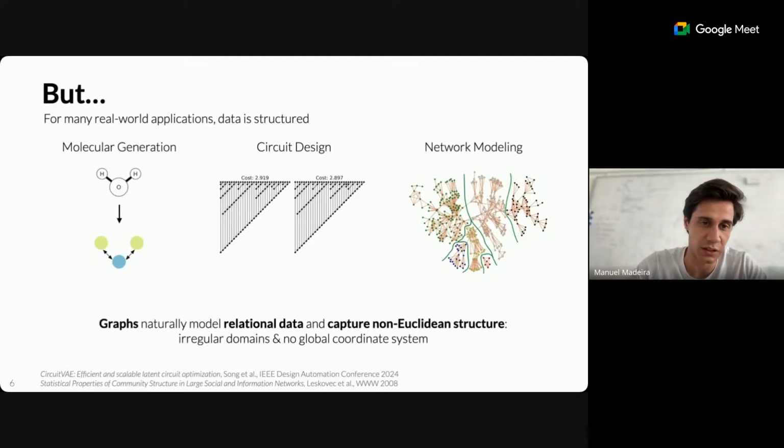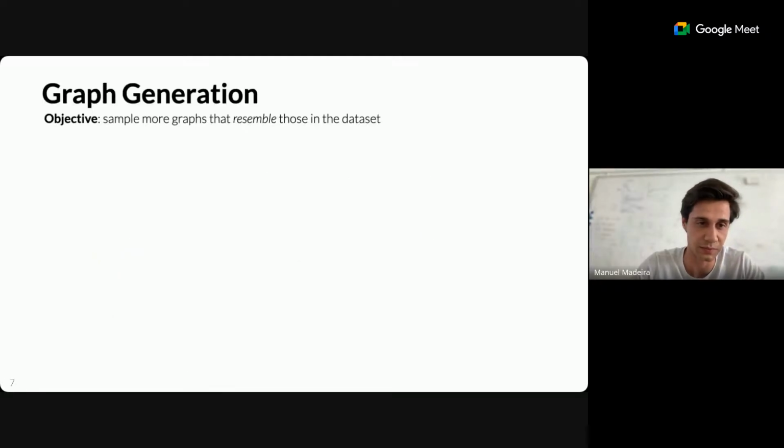Therefore, graphs are very convenient to model all those settings and many others because they naturally model relational data and capture non-Euclidean structure. What I'm saying is that graphs can be used to model data defined over irregular domains and that need no global coordinate system. Therefore, graph generation has the same formulation as other data modalities.